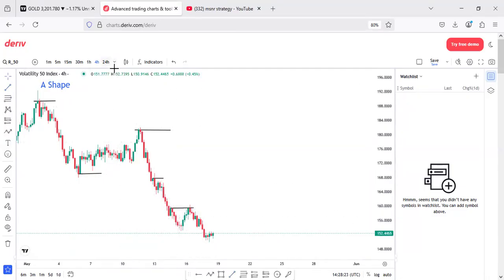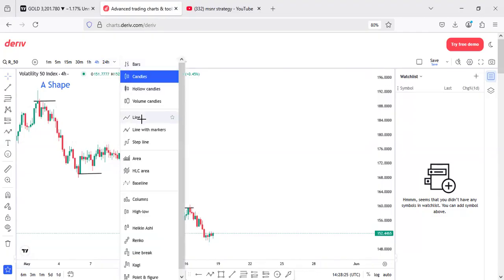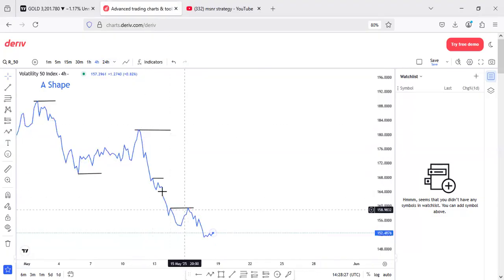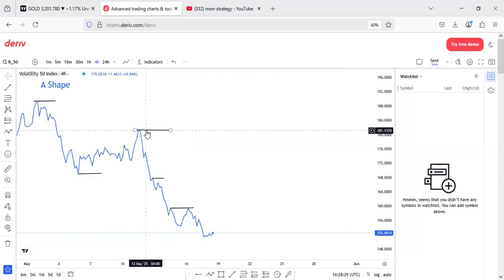If you go down to your line chart, you see that these are key zones.